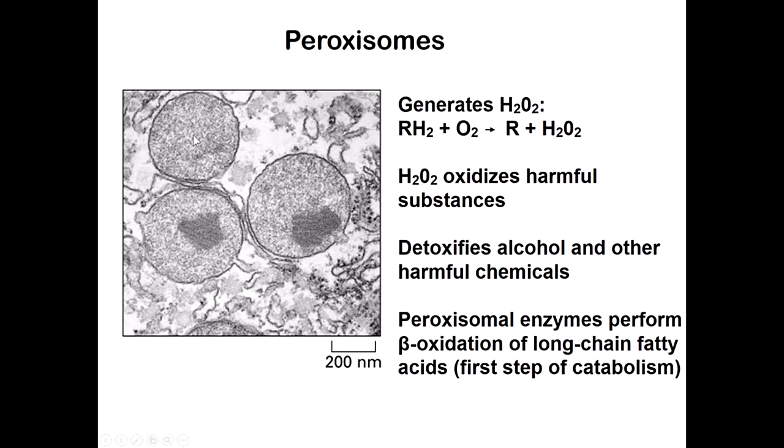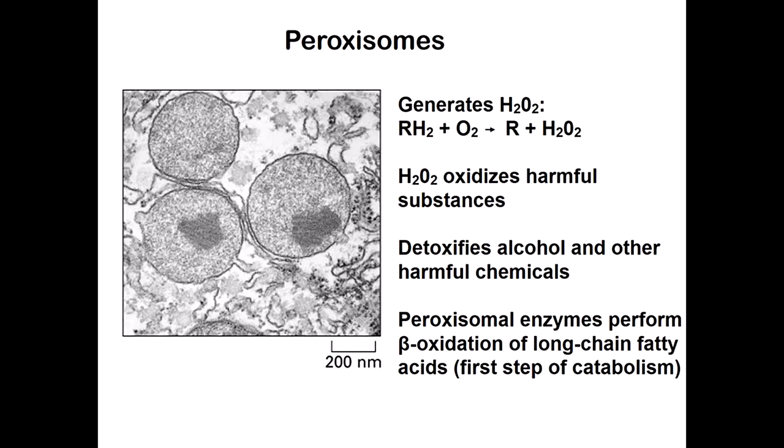And basically, they generate hydrogen peroxide. And this hydrogen peroxide, as you might imagine, is used to oxidize harmful substances, to get rid of any toxins or harmful substances that may have been ingested by the cell. They play a role in detoxifying alcohol and other harmful substances, and they also play a role by performing beta oxidation of long chain fatty acids. In other words, they play a role in one of the first steps of catabolism, the breakdown of long chain fatty acids.